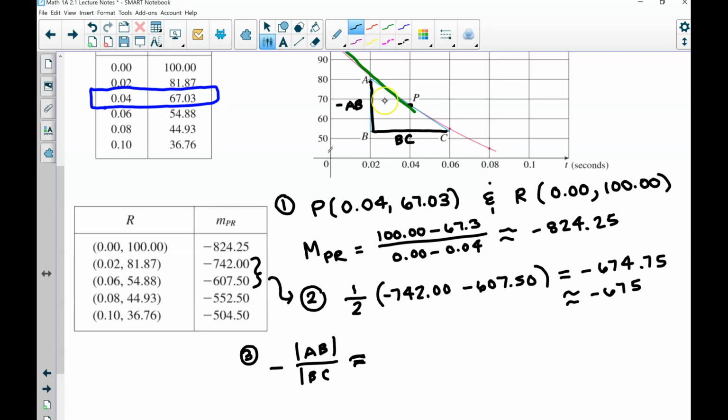Okay, so if we take a look at the distance between A and B, we know it's going to be negative, and the absolute value of that distance is taking 80.4 and subtracting 53.6, dividing that by 0.06 minus 0.02, which then gives us a result of negative 670.